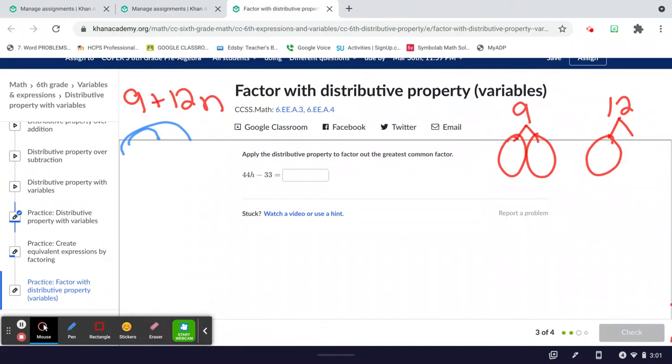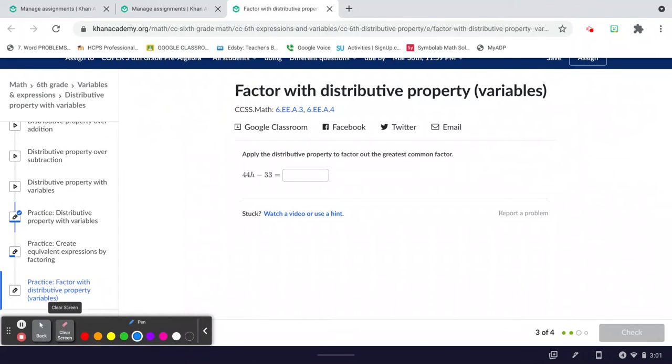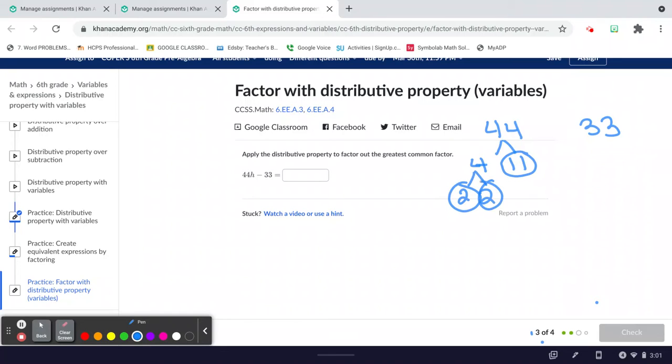Let's clear this off. And they want us to find the greatest common factor and use it to do some distributing again. 44 and 33. In order to get 44, I know that I can do 4 times 11. 11 is prime, so I'm going to circle it. In order to get 4, I can do 2 times 2. 2 and 2, those are prime, so I can circle them. So I basically have 11 times 2 times 2.